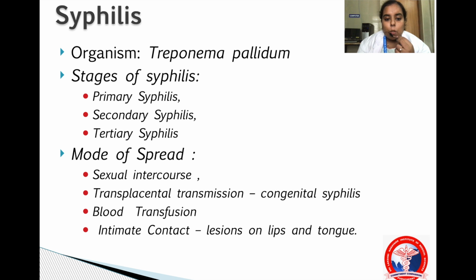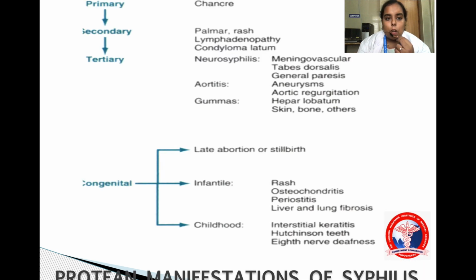Mode of spread includes sexual intercourse, transplacental transmission, that is congenital syphilis, blood transfusion, and intimate contact, wherein lesions on the lips and tongue are the route through which it is contracted. So the stages are primary, secondary, and tertiary.